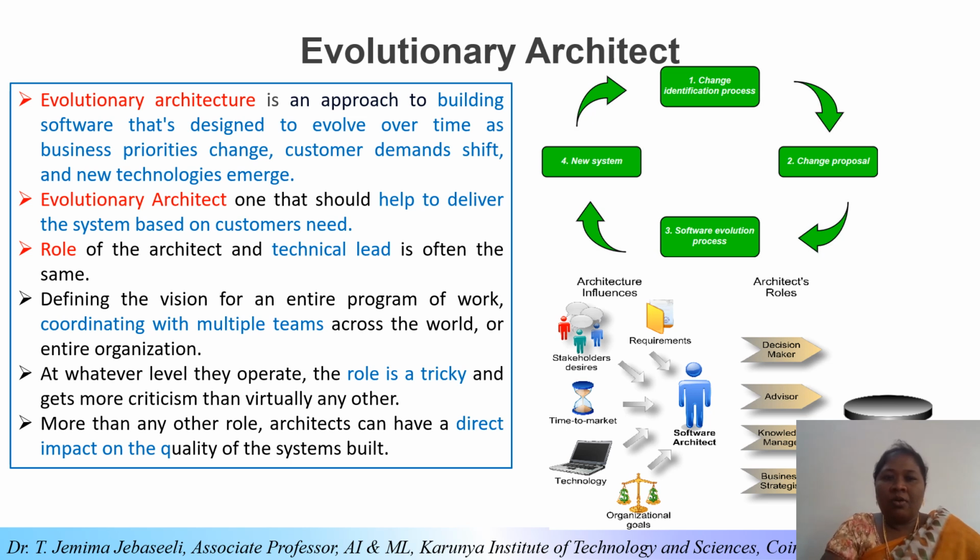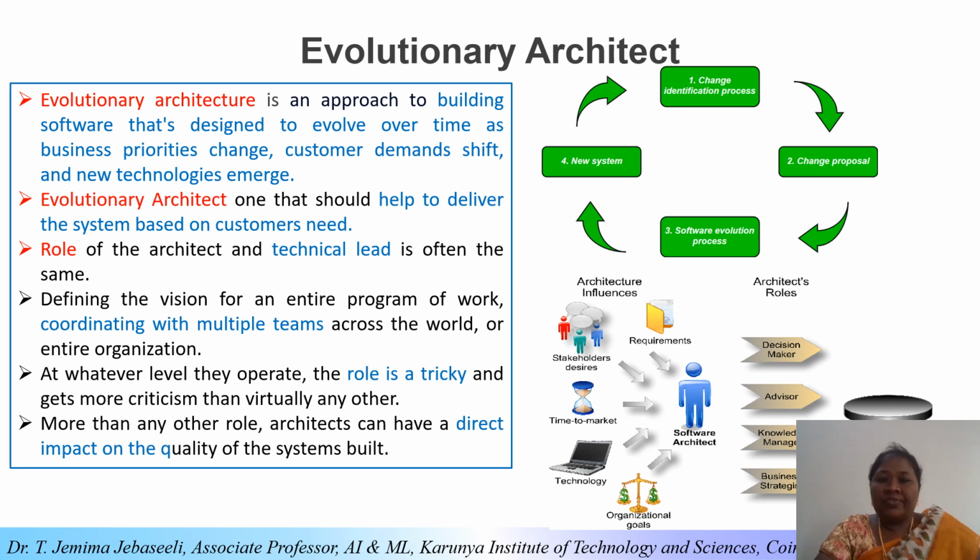So what is the role of an evolutionary architect, or who is an evolutionary architect? We are going to discuss that. He is called a person involved as an architect, who helps deliver the system based on the customer need. He accepts the customer requirements and change requirements, introduces them inside the project, and delivers the project on time.